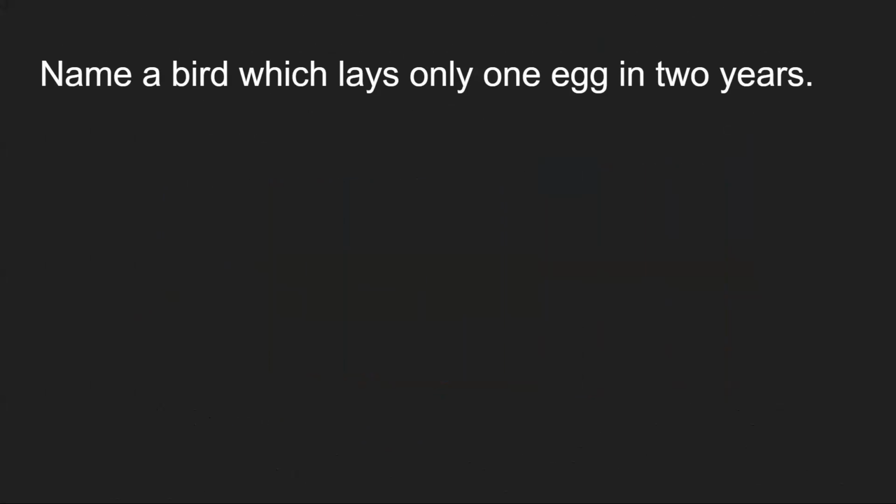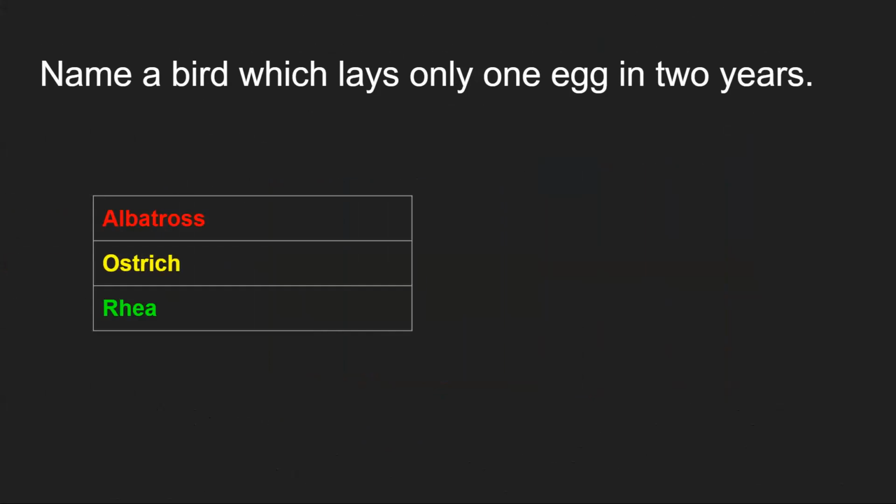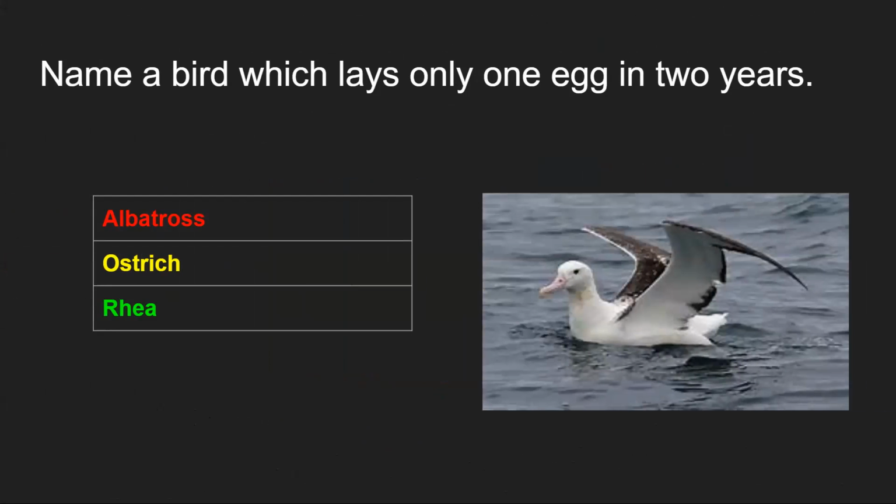Now come to the next question. Name a bird which lays only one egg in 2 years. This bird lays one egg in 2 years. So names are here: albatross, ostrich, and rhea. So which bird lays only one egg in 2 years? Here is the image. And here is the name, that is the albatross. It lays only one egg in 2 years.